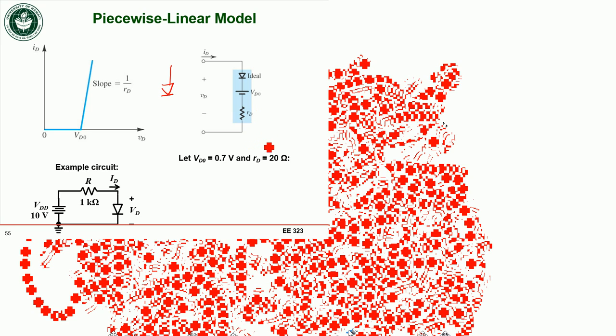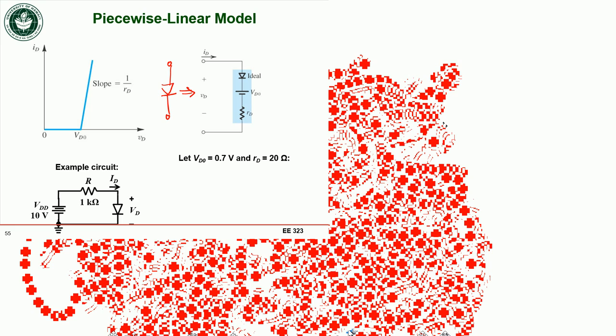Okay, so in other words, my diode is going to be replaced by this model, an ideal diode, some DC voltage, and some resistance, RD, that's going to give you the slope of this line once that diode turns on. Okay, so for our example circuit, let's say, now it's getting a little bit harder to compare this to the other circuits because I'm just making up some numbers here. But let's say that, in order to model your diode, this VD0 was 0.7 volts and RD was 20 ohms.